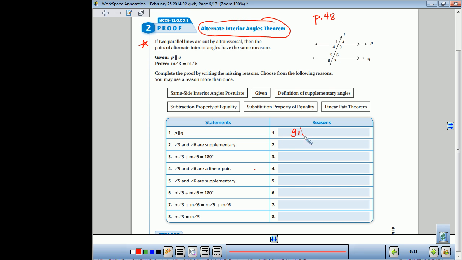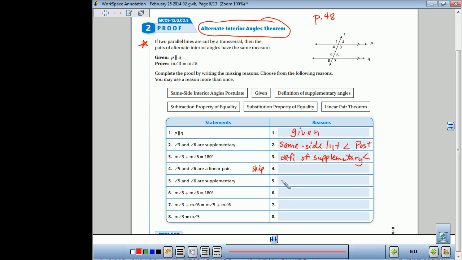Okay, how many decided that number 1 was given? I did. Okay, what do you think about number 2? Same side interior angle postulate. Okay, what about number 3? Definition of supplementary angles. Very good. And I skipped number 4. Yeah, we all skipped it. Skip that. We'll come back to it.